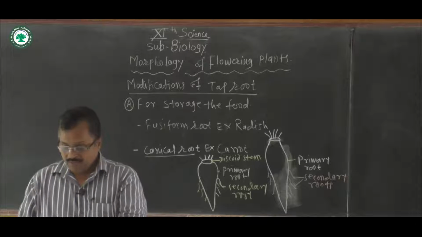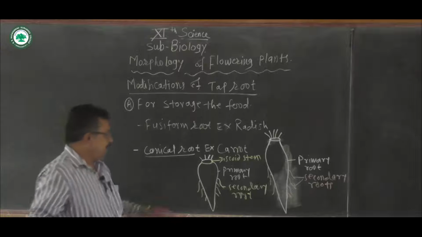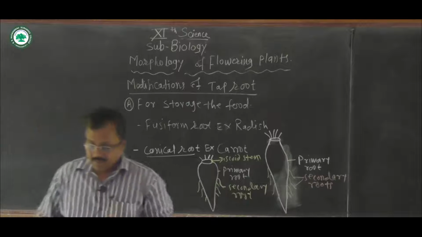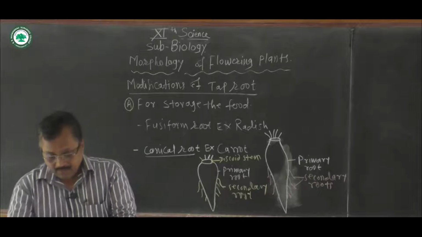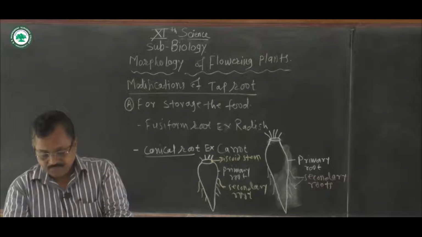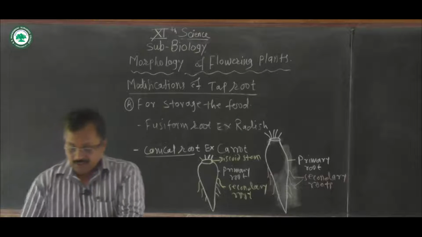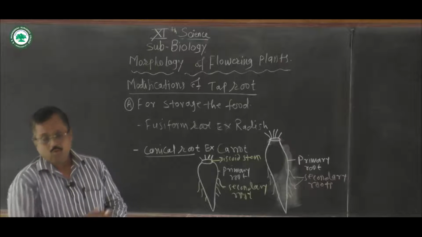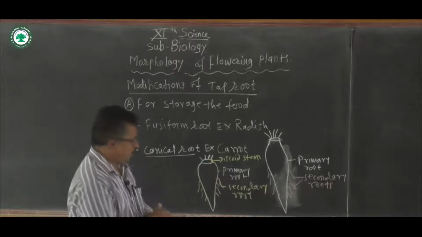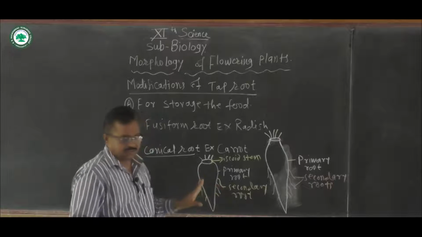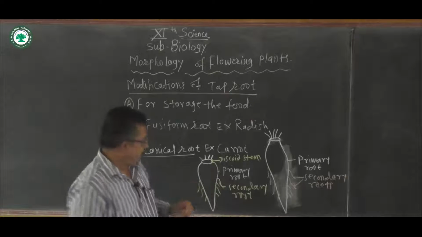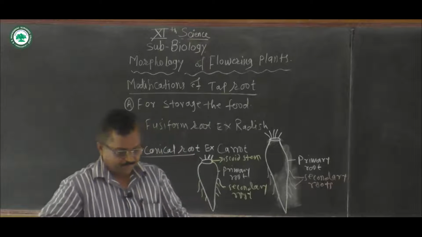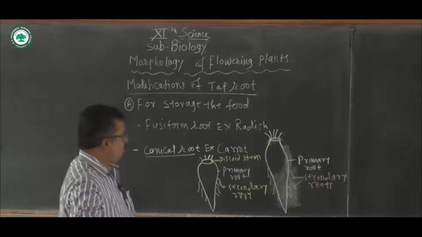When the primary root is broad at the morphological base and tapering towards the apex, like a cone, it is called conical root. Thin thread-like secondary roots are present all over the conical root, and they absorb water and minerals. For example, carrot. Then the third type is the napiform root.